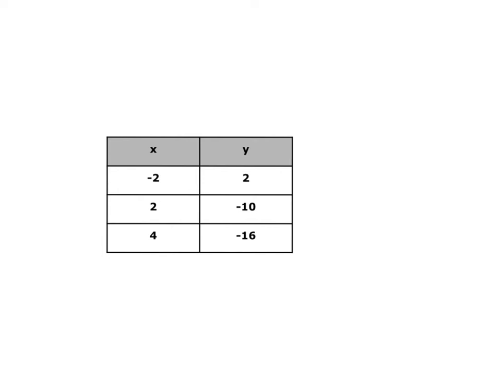Okay, so this is your quick review on how we find slope from tables and graphs. As a reminder, slope is defined as the steepness of a line, and when we're looking at how to find it, we use the formula delta y over delta x.